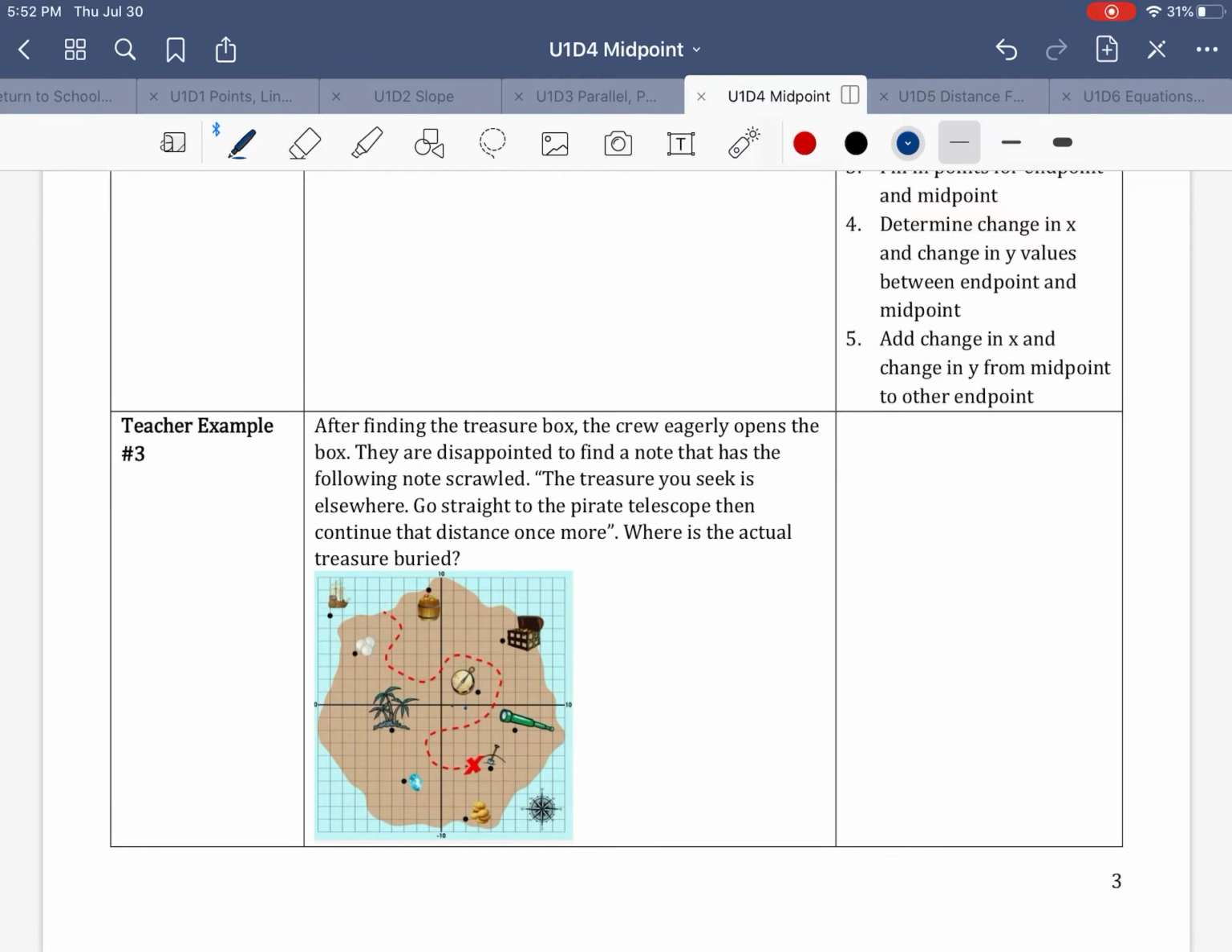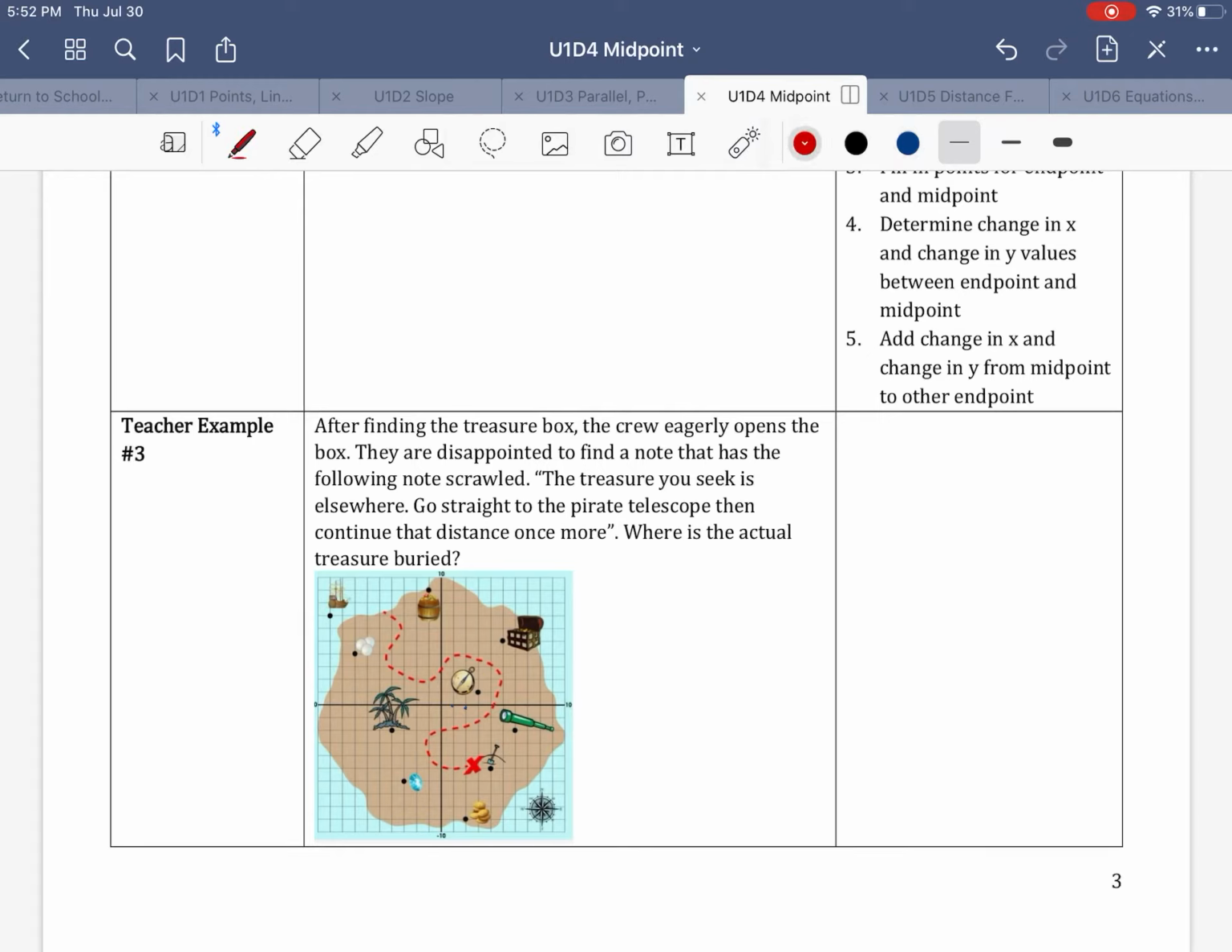All right, teacher example number 3. After finding the treasure box, the crew eagerly opens the box. They're disappointed to find the following note scrawled on it. The treasure you seek is elsewhere. Go to the pirate telescope, then continue that distance once more. Where is the actual treasure buried?